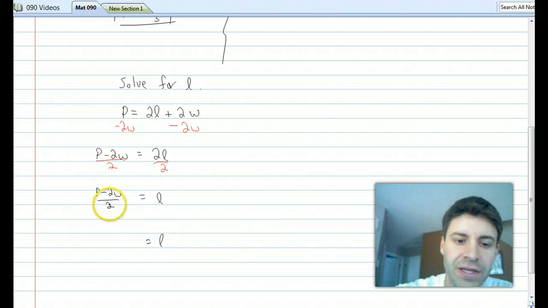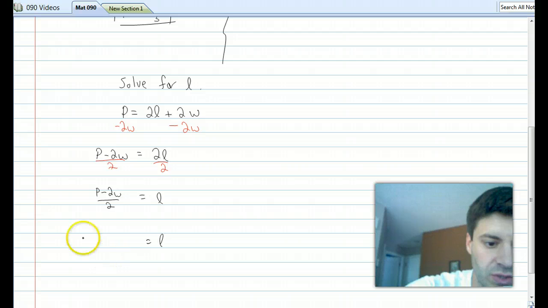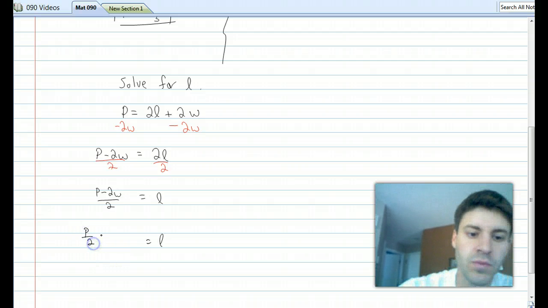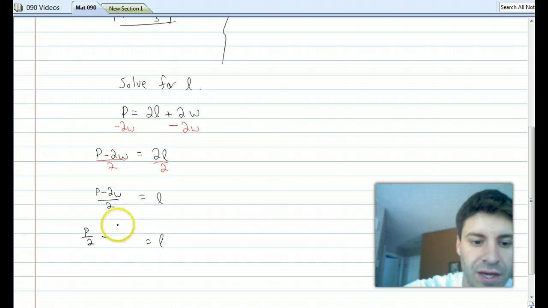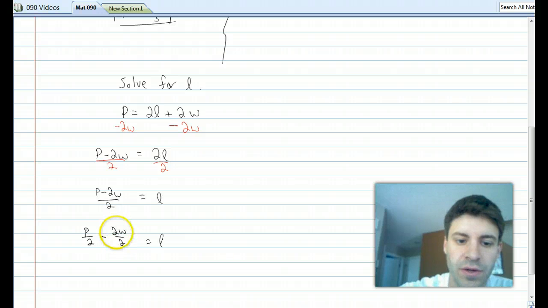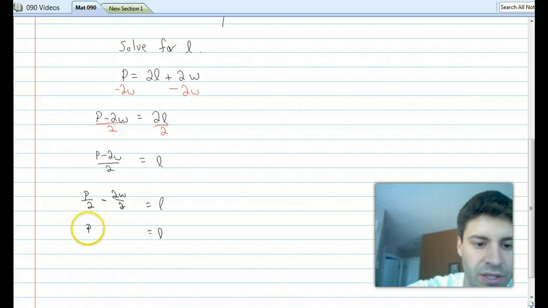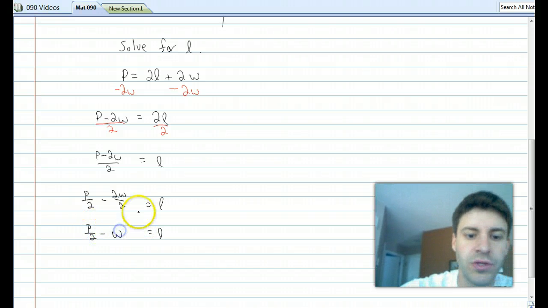What you can do is divide through by this 2 in the denominator. And what that means in this case is you're going to divide the P and the 2W separately by a 2. The reason you divide them separately by 2 is because they're either added or subtracted in the numerator, these terms. So let's just do it. What you can do is split this up. You can divide the P by a 2, and you can divide the 2W by a 2. Of course, the 2's in this W term are going to cancel each other out, and you're just left with L equals P over 2 minus W.